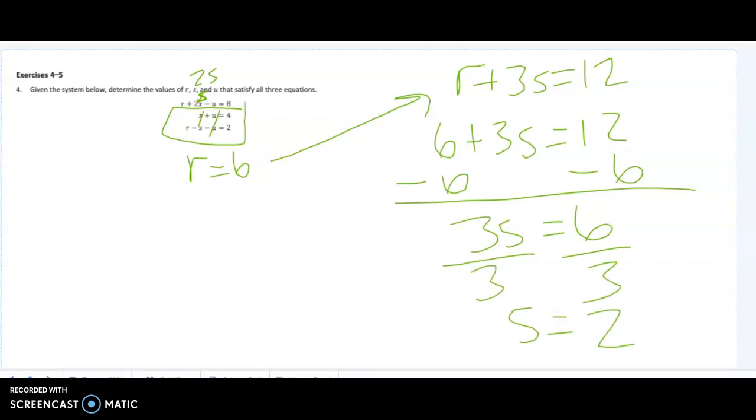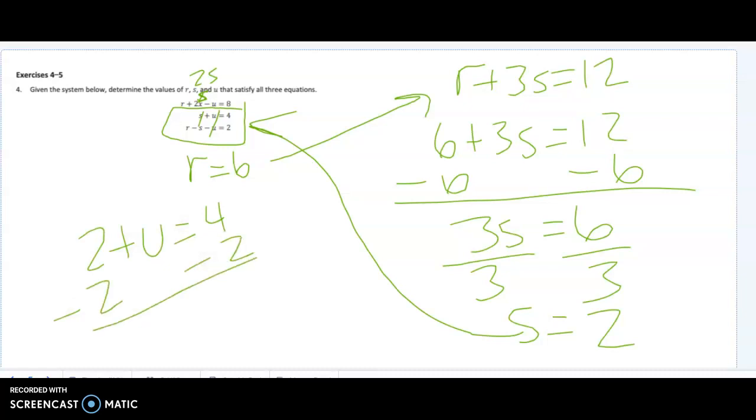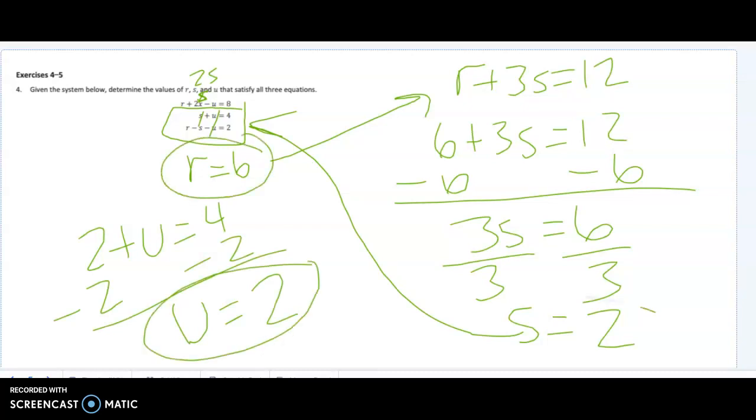And now we just need the other one, which is u. Well, that's easy. Let's just plug this into that middle equation and say 2 plus u equals 4. Subtract 2, subtract 2. u equals 2. So r is 6, s and u are both 2.